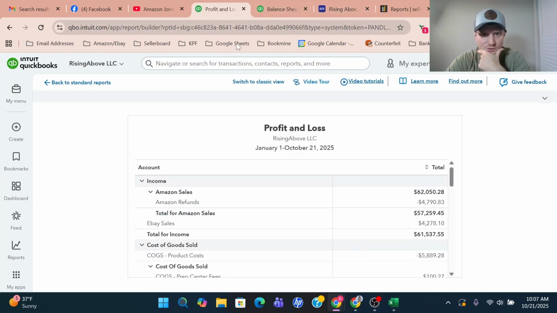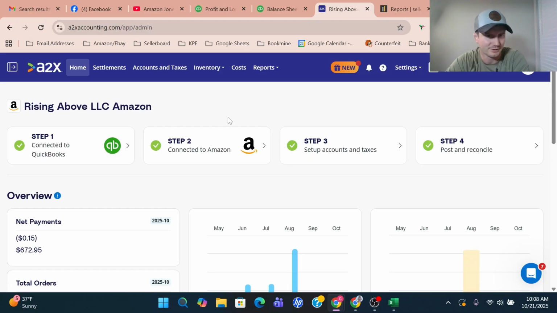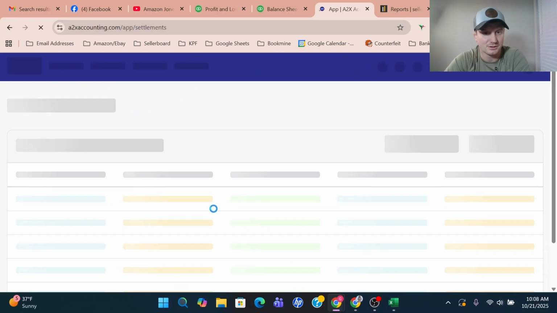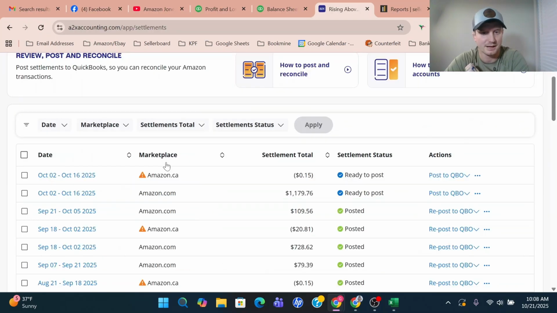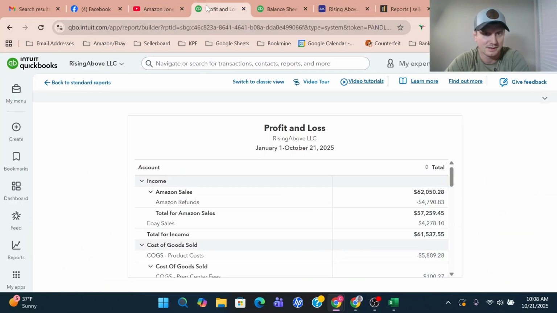Because if you're just taking your Amazon deposits and throwing them into Amazon sales and that's it, you're not getting any of the back end information like your refunds or anything. That's where you're going to be kind of hurting. And this is where another tool comes into play. I don't have an affiliate link with these guys, but I will put a link in the description below. It's A2X. A2X is a software that takes all the stuff from the back end of Amazon, pulls it, and puts it in as a deposit.